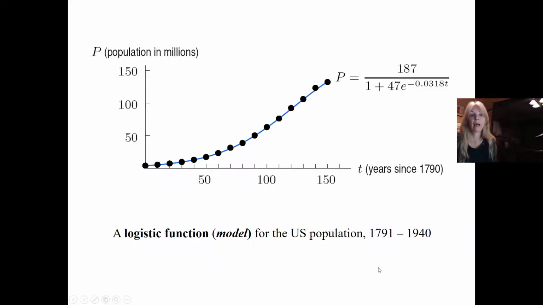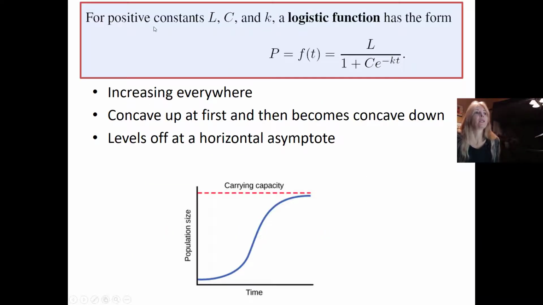So if you have data that starts to grow very quickly and then starts to turn a little bit, then this is your logistic function. This is the format of what it looks like. Now let's actually look at the formula. For positive constants L, C, and K, a logistic function has this form.